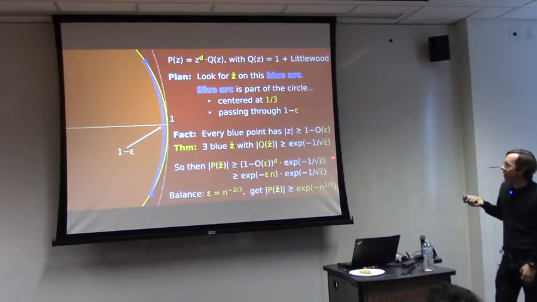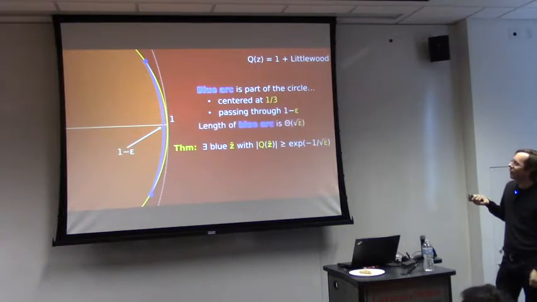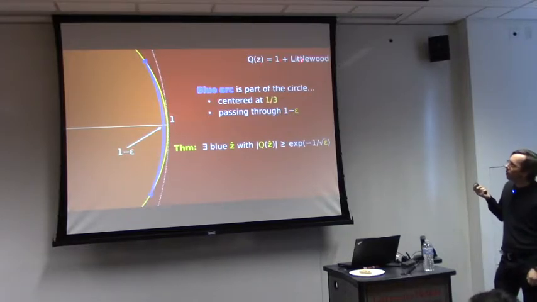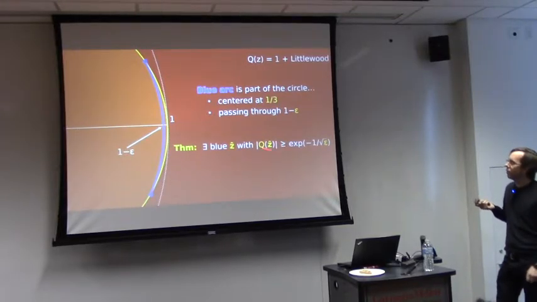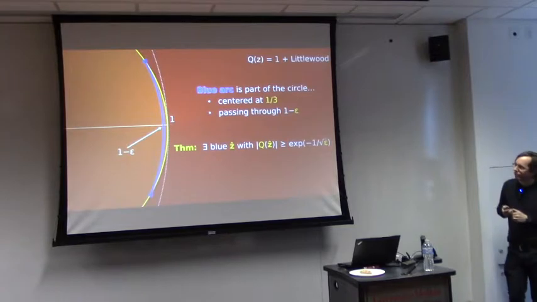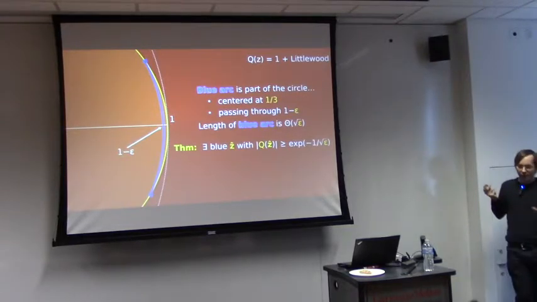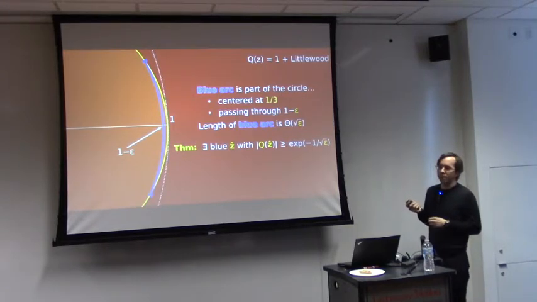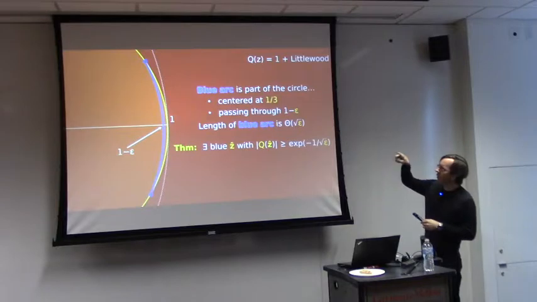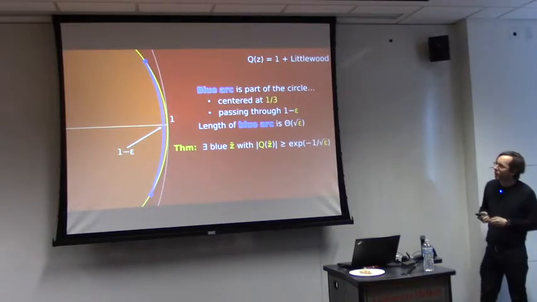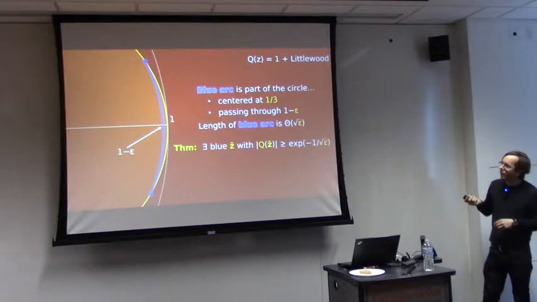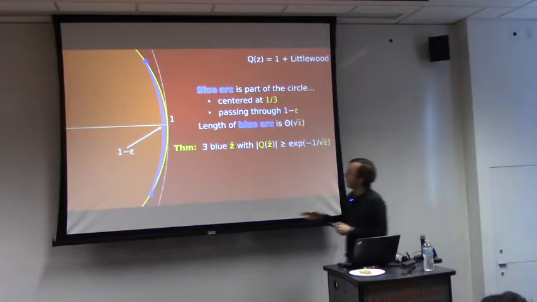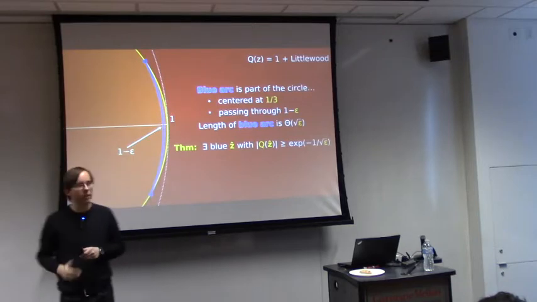Okay, so let's try to retain everything on the slide that we need, which is this. Q is this Littlewood polynomial that starts with +1. It's the blue arc we defined, and we want to find a point in the blue arc where Q of z has a large magnitude. And this is another little elementary fact that you can easily check. The length of this blue arc is proportional to root epsilon. It's like a circle, right? So cosine is quadratic near its maximum, something like that. Okay, so we have this arc of length root epsilon. It's epsilon away from the outer circle. We want to find a big value of Q on it.